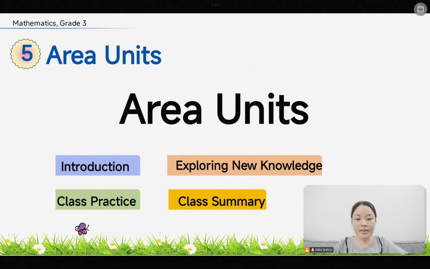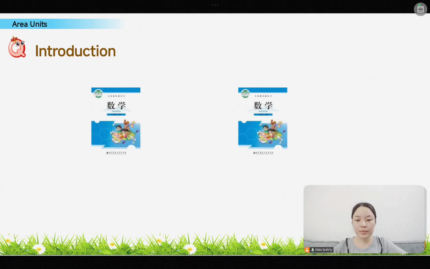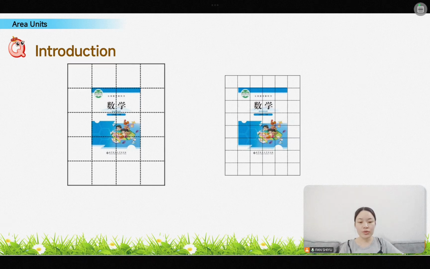Next, discuss in groups. What is the area of the math textbook? All of you thought of using the grid method to determine the area of the math textbook. Here are the presentations of two groups. One group's measurement result used 6 grids, and another used 20 grids.